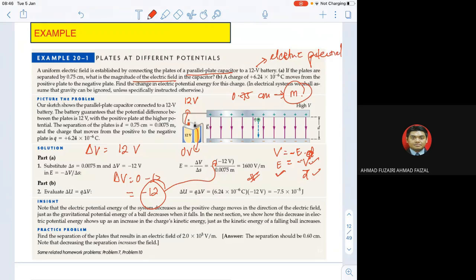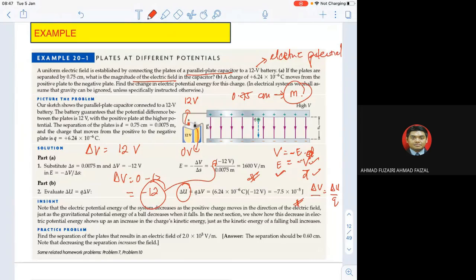The electric potential energy, as I mentioned, is all about delta U. We know delta V is equivalent to delta U over Q, so delta U is delta V times Q. So use the same value, 6.24, for Q: 6.24 times 10 to the power of negative 6 as the magnitude of charge, times delta V. Delta V is considered as negative 12. And the value should be negative 7.5 times 10 to the power of negative 5 joule.